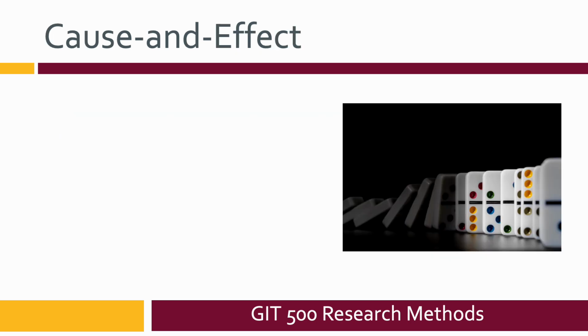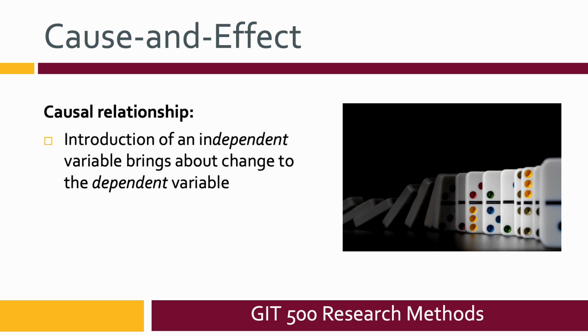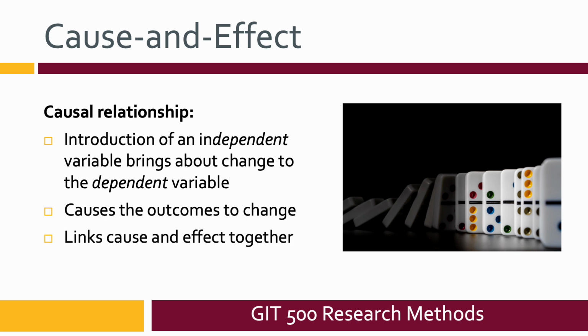Independent and dependent variables have a causal relationship. In other words, the introduction of an independent variable brings about change to the dependent variable. It causes the outcome to change, right? Or could cause the outcomes to change. And it links the cause and effect together. The introduction of the independent variable is the cause, and the change in the dependent variable is the effect.